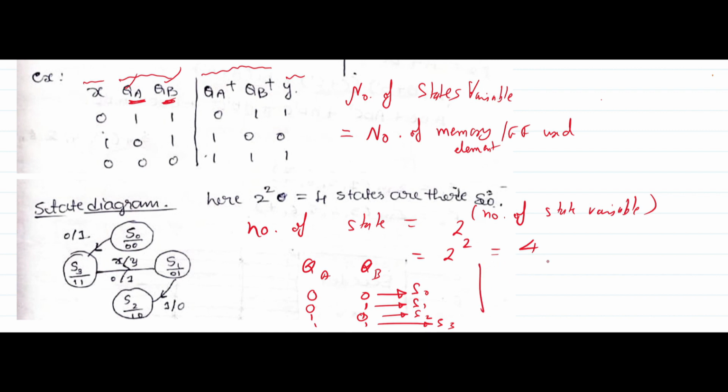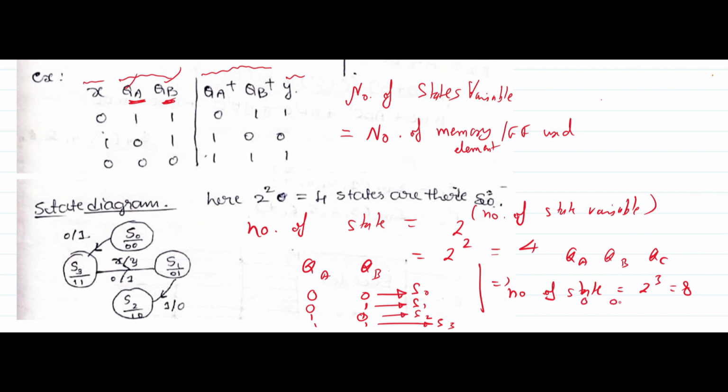Now suppose we have three state variables like qa, qb, qc. That means the number of states will be 2 raised to power 3, that is 8. And what are those states?